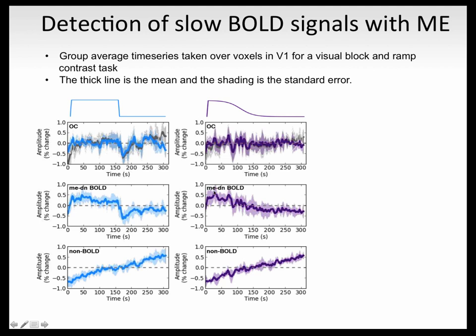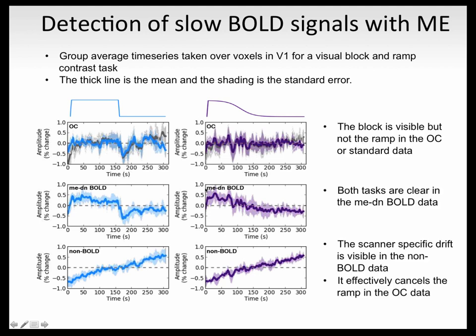If you use multi-echo with multi-echo denoising in the way I described before, you can actually resolve that slow signal again. And if you look at the non-BOLD components, you can see why the signal disappeared, because a negative slope and a positive slope basically add to nothing.